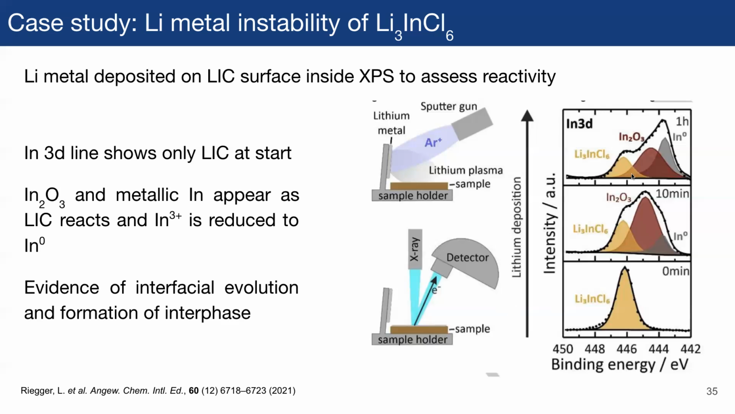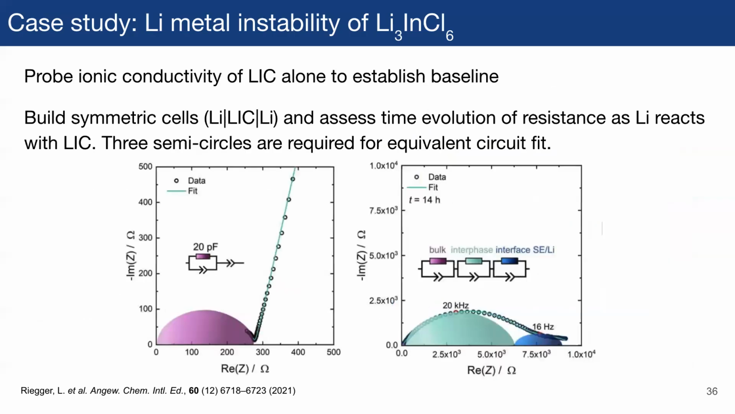And so this is basically very clear evidence of interfacial evolution and formation of what we call an interphase. An interphase is whatever phases or mixture of phases starts to appear at the interface between two materials. So then we use EIS. Now, EIS first has to be used to probe the ionic conductivity of just the LIC alone, so that they can establish a baseline.